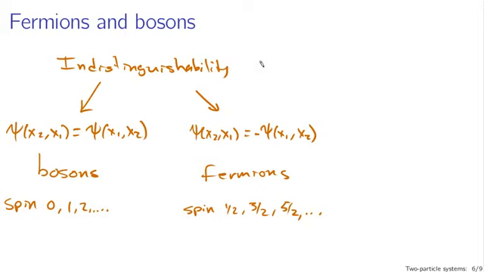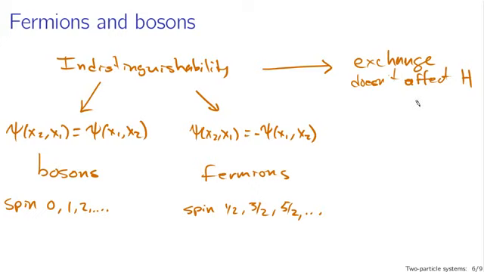The indistinguishability of particles is something of an axiom in quantum mechanics. The exchange can't affect anything. In particular, it doesn't affect the Hamiltonian. Exchanging two particles should not affect the energy of the state if the particles are completely indistinguishable. Put another way, the exchange operator and the Hamiltonian operator commute. The commutator of P hat and H hat is 0.